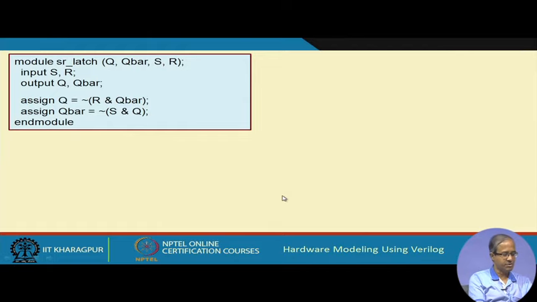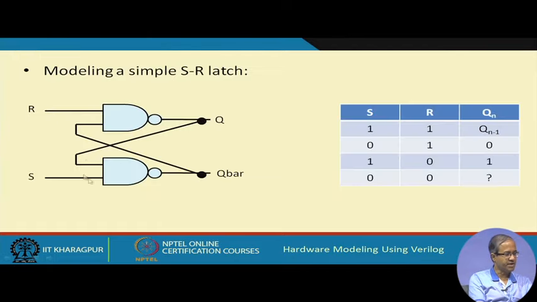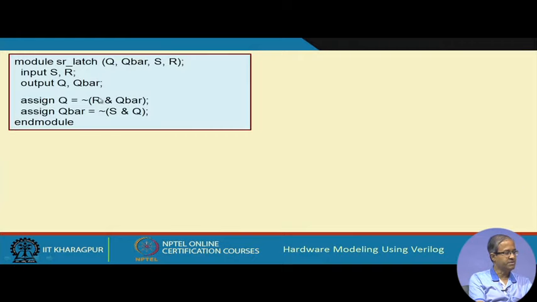Fine. So, this circuit, exactly the way I have shown here, you can model using 2 assign statements. In one assign statement, you are using the NAND of Q bar and R to generate Q, and the other one uses S and Q to generate Q bar. Just two assign statements generating two NAND functions will specify the behavior of this latch.